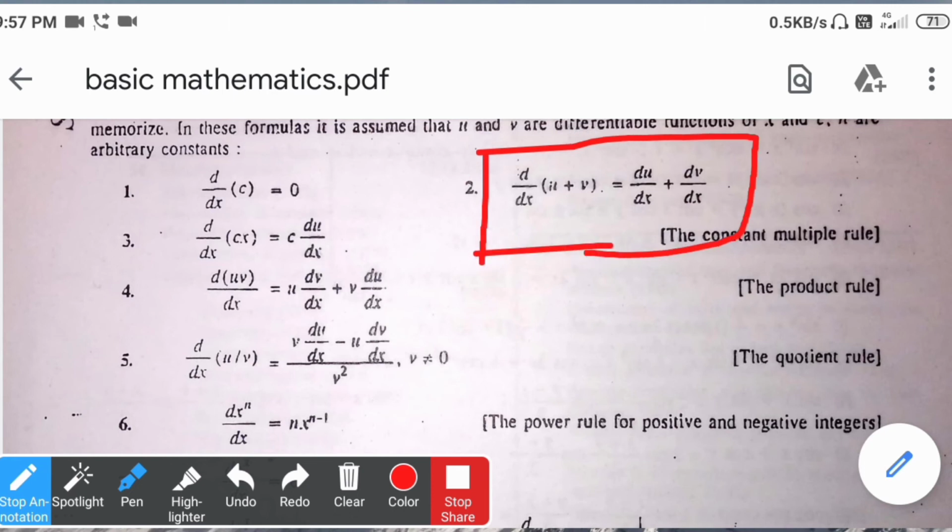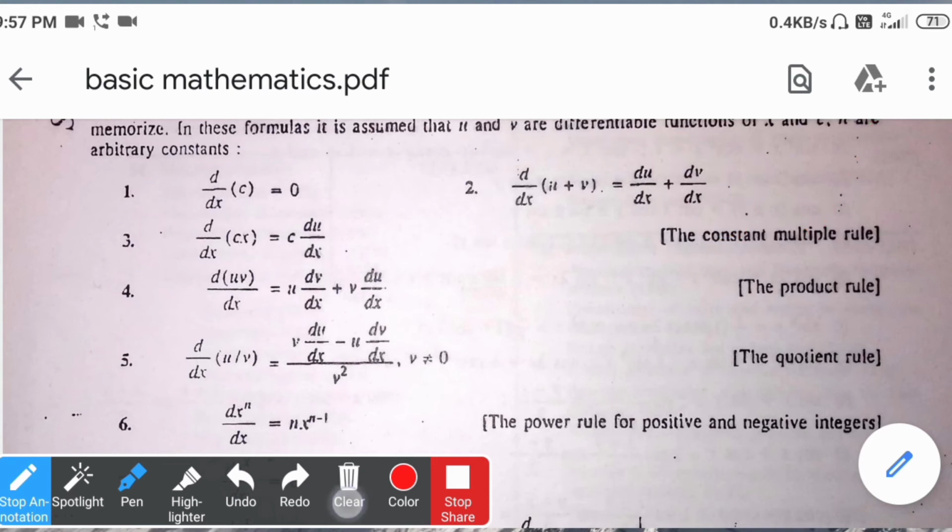So there is no change in the formula for addition of two functions, and if we derivatize the two functions, you will get the addition of those derivatives. But what will be the change for the UV rule of multiplication and the UV rule of division, that we will see.